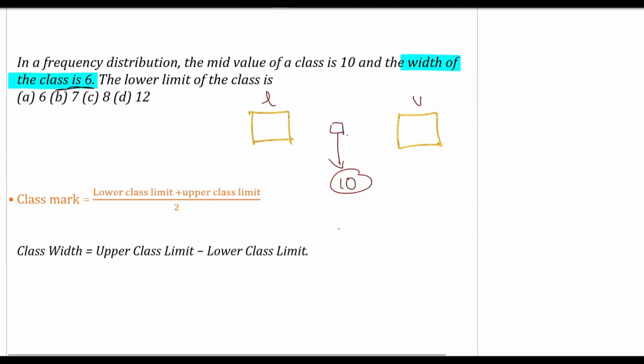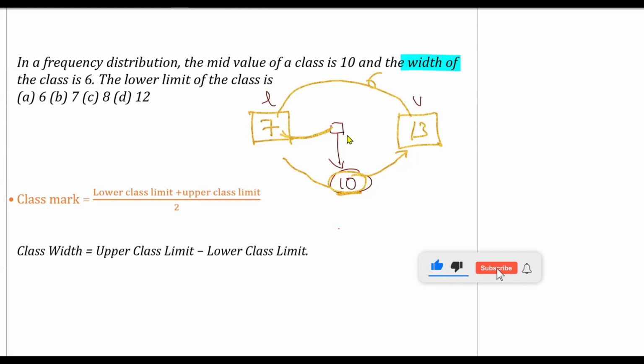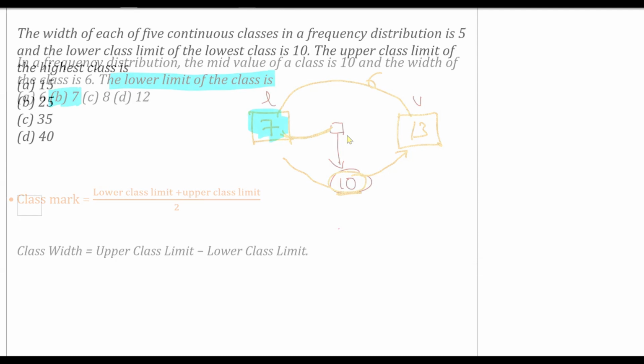That means the gap between this and this is given as 6. So it's very clear that the gap is 6 over here, and this is midway between L and U. So we can say that the gap between this and this should be 3, right? So on subtracting 3 from here, I should get the lower limit, and adding 3 to this will get the upper limit. So adding 3 to 10 is 13. Now what are they asking for? The lower limit of the class. So the lower limit of the class is this, which is 7. So 7 is the correct answer in this case.